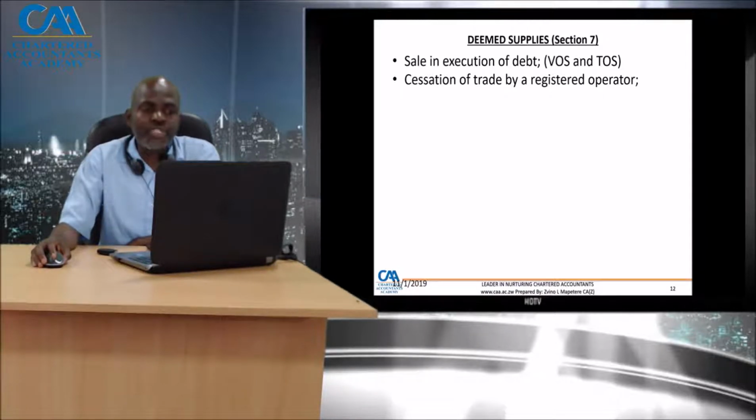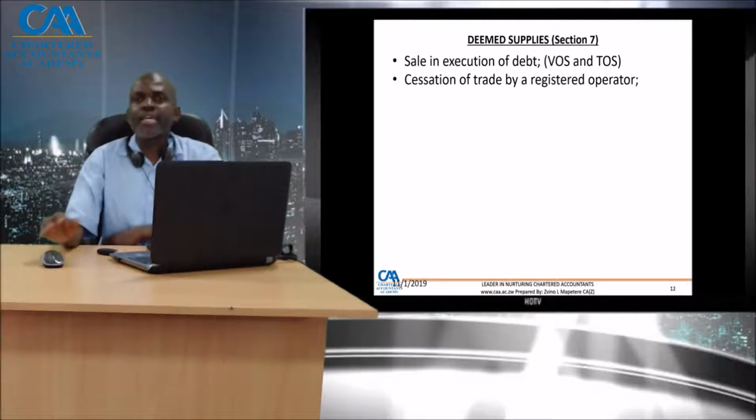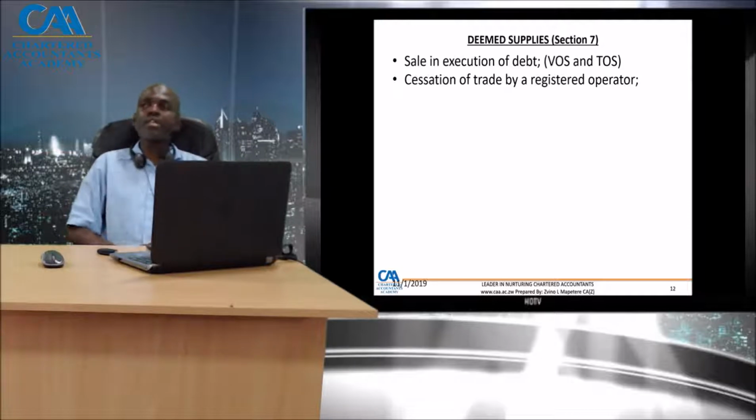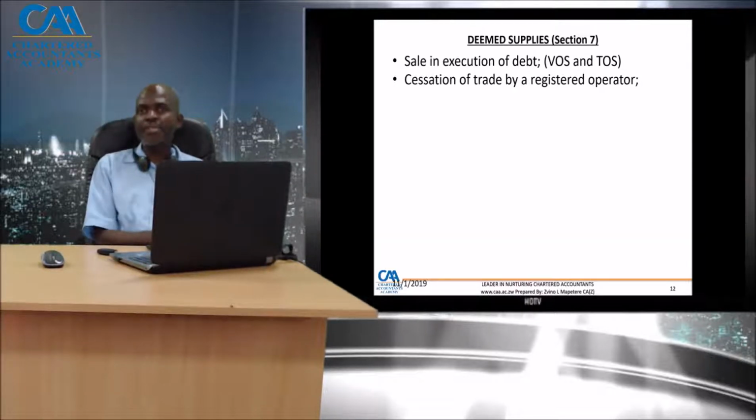You have cessation of trade by a registered operator. In this case, a registered operator may have been operating. Let's just take, for instance, inventory. The registered operator bought inventory years ago, and they claimed VAT within the prescribed period, and because they have not yet sold, there's no output tax. But now, if they cease to operate as a registered operator, they are deemed to have sold, so that the collection of VAT can happen, for which input tax has already been claimed.